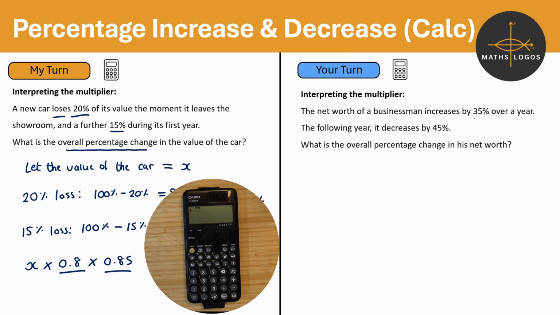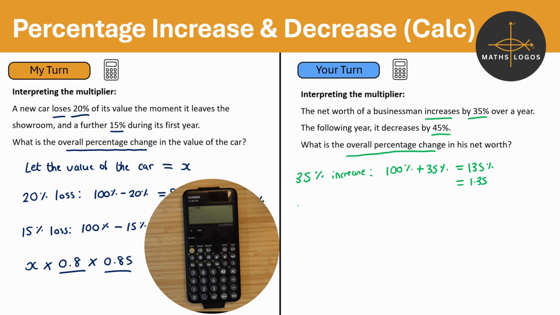The net worth of a businessman increases by 35% over a year. The following year, it decreases by 45%. What's the overall percentage change in his net worth? Let's look at the 35% increase and we'll work out the multiplier for that. So we start with 100%. We've gained 35%. That gives us 135%, which is equal to a 1.35 multiplier.